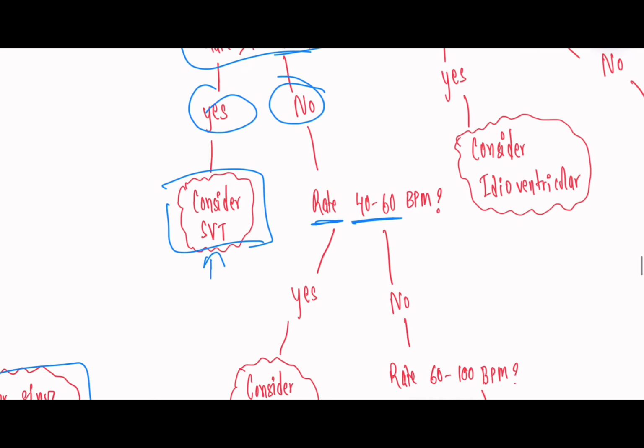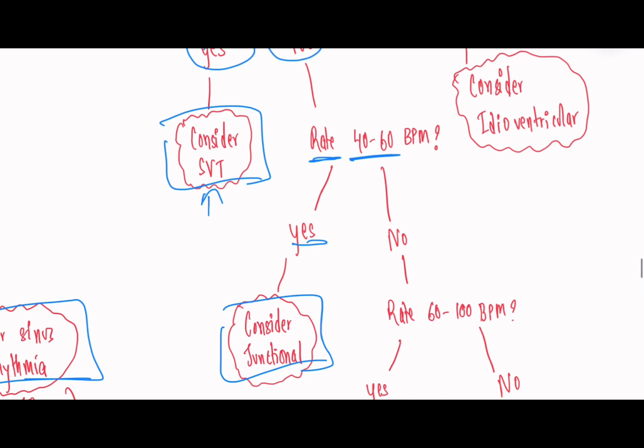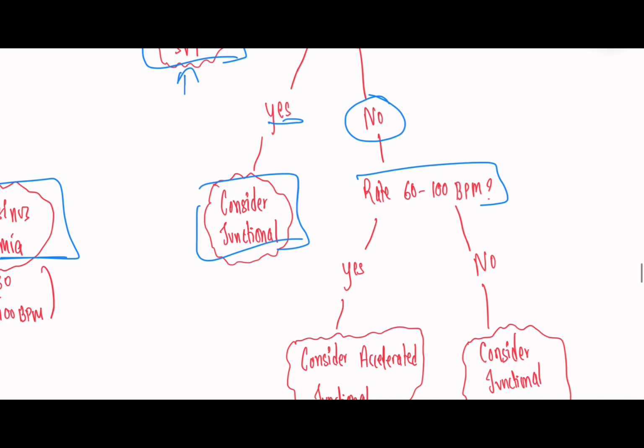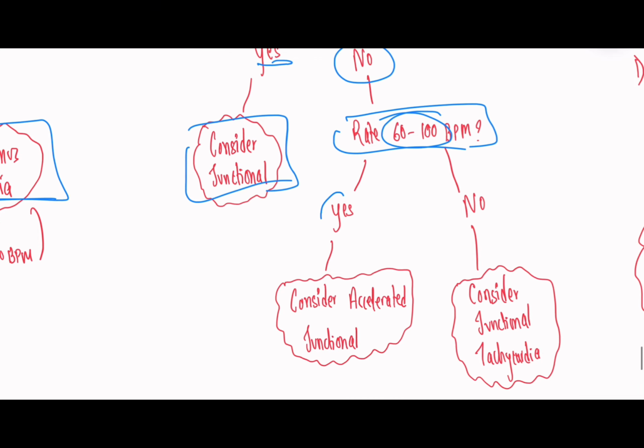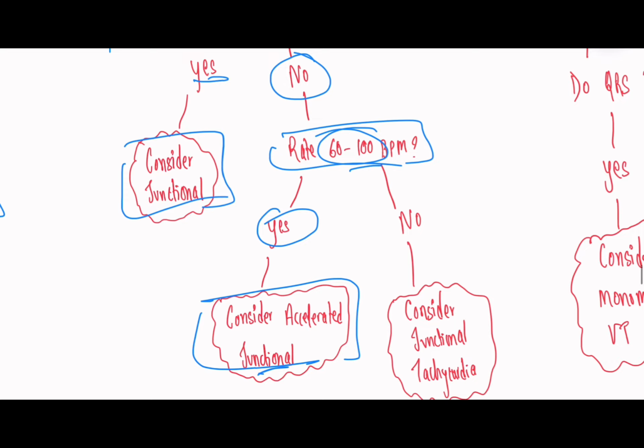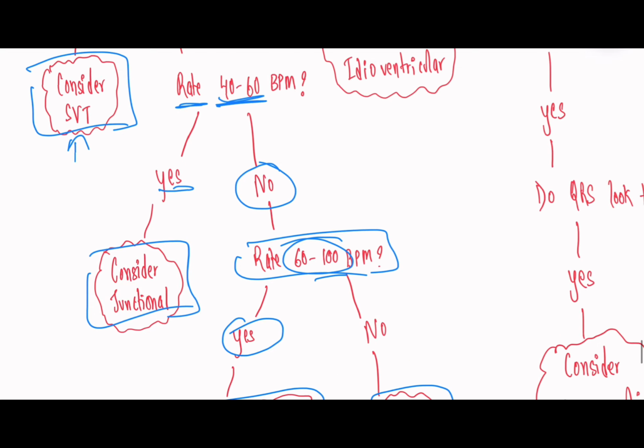If it is between 40 to 60, we call it junctional rhythm. If it is not between 40 to 60, we again check the rate. If it is between 60 to 100, we call it accelerated junctional rhythm. If it is not, then we call it junctional tachycardia.